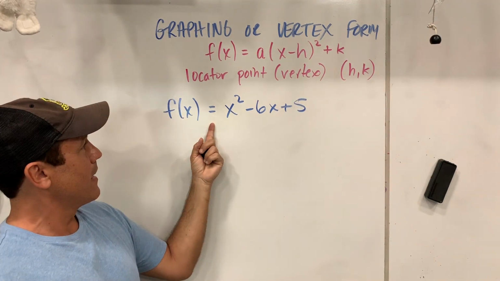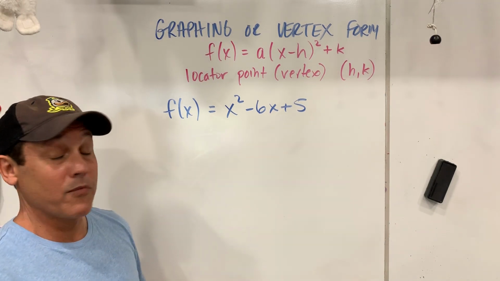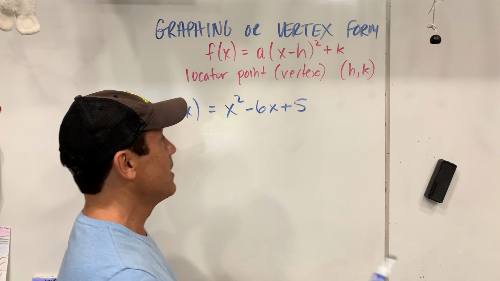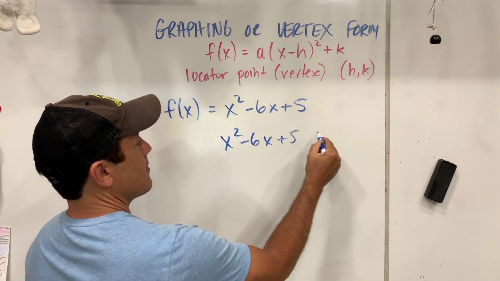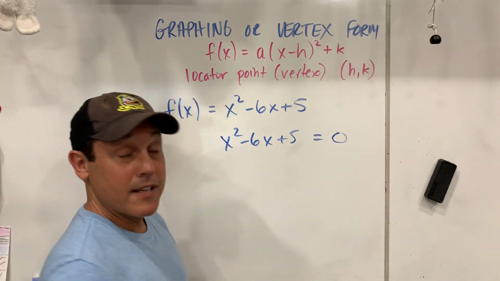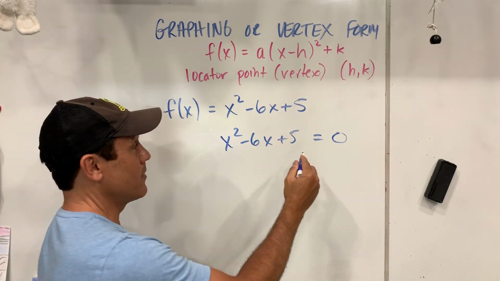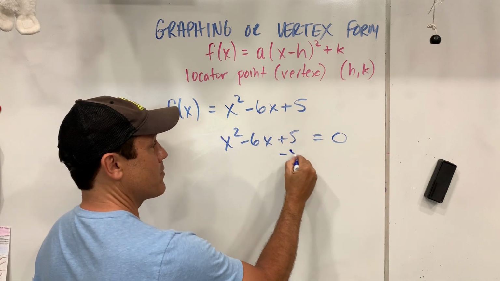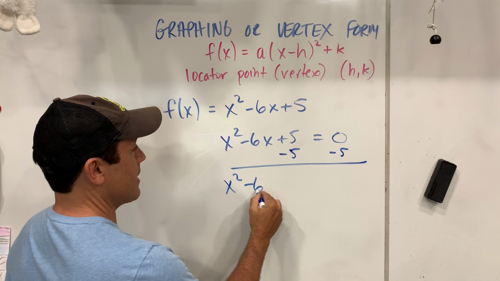So how are we going to do that? How are we going to turn this function into graphing form? Well, you guessed it, we're going to complete the square. So remember, if you take x squared, you take the function and you set it equal to 0. That's the first order of business. Now, you can't complete the square unless you have a number here. So let's subtract 5 on both sides. And I bring this stuff straight down.